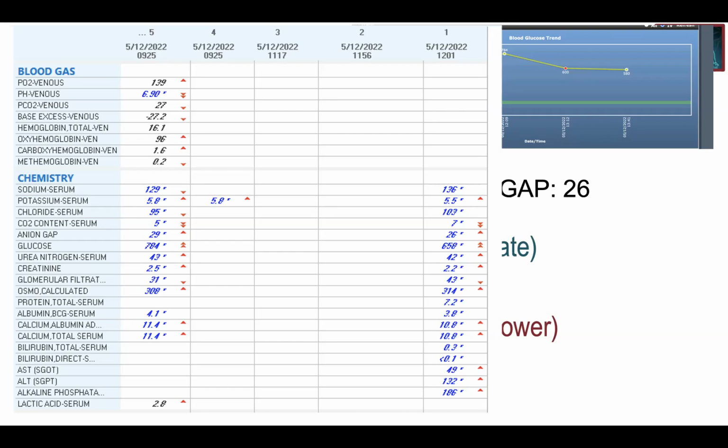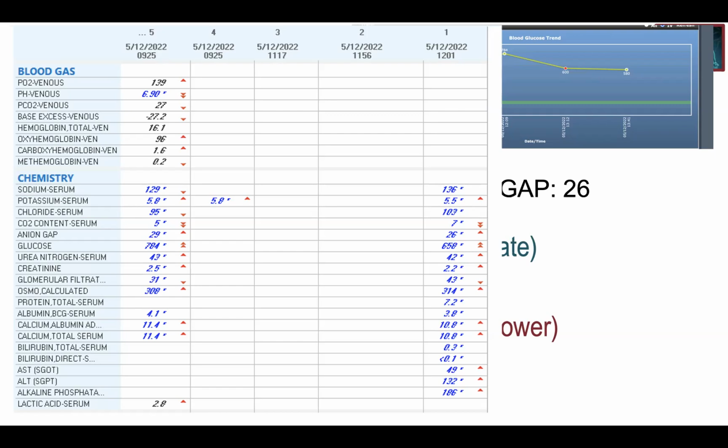So his gap is now 26. He's gotten some volume, probably not enough. I don't have any more recent labs, but I'm sure they're getting some shortly. What I would tell you is, don't sweat the small stuff. The difference between the DKA and the non-DKA protocol, and La Quinita, I really need you to hear me.